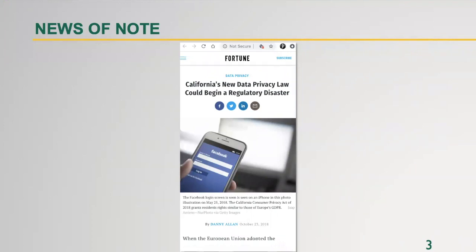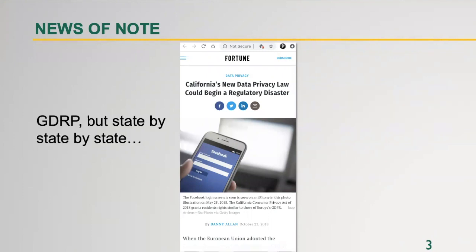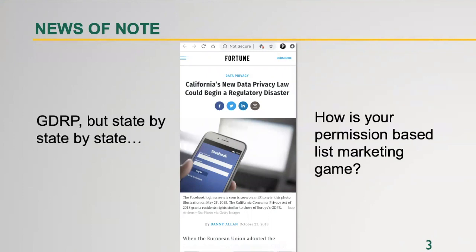Internally, the question that came back to us, and the reason I bring it up, is: how is your permission-based list marketing game? How do you get permission to market to people, even though businesses are a little different than consumers? With farmers and ranchers, as you know, they're a hybrid, right? They're individuals that are sometimes covered under the consumer laws, but then they operate as businesses. So how is your permission-based list marketing game is really the question.